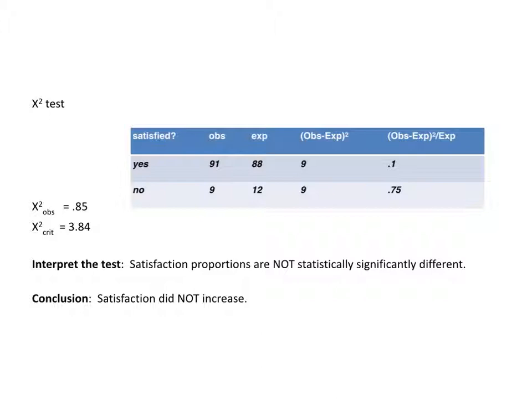And then we sum those contributions to get a chi-squared observed of 0.85, and we compare that chi-squared observed with the chi-squared critical value from the table for 1 degree of freedom and an alpha of 0.05, and get 3.84. And our interpretation then is that satisfaction proportions are not statistically significantly different from expected because the observed value does not exceed the critical value. And our conclusion is that satisfaction did not increase.